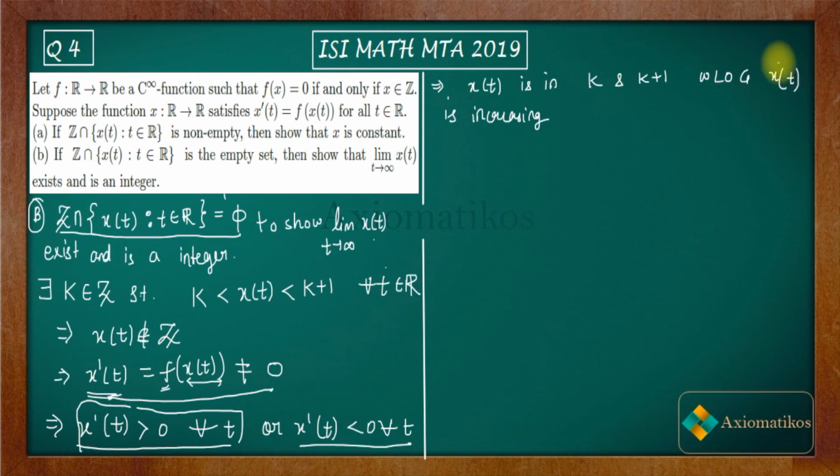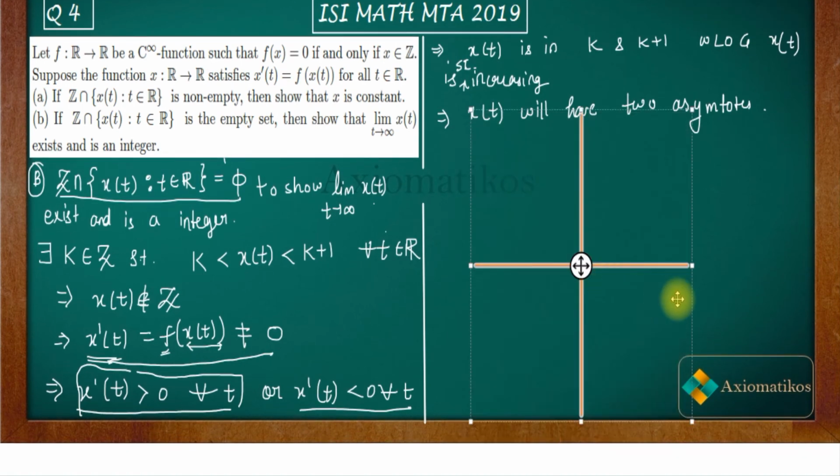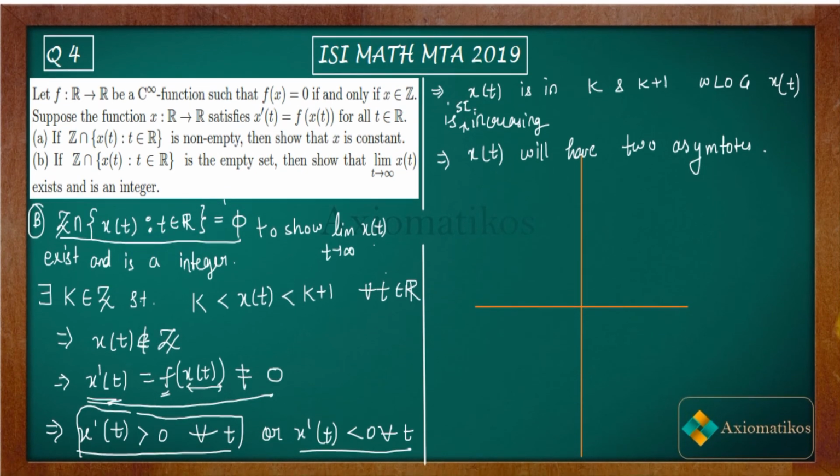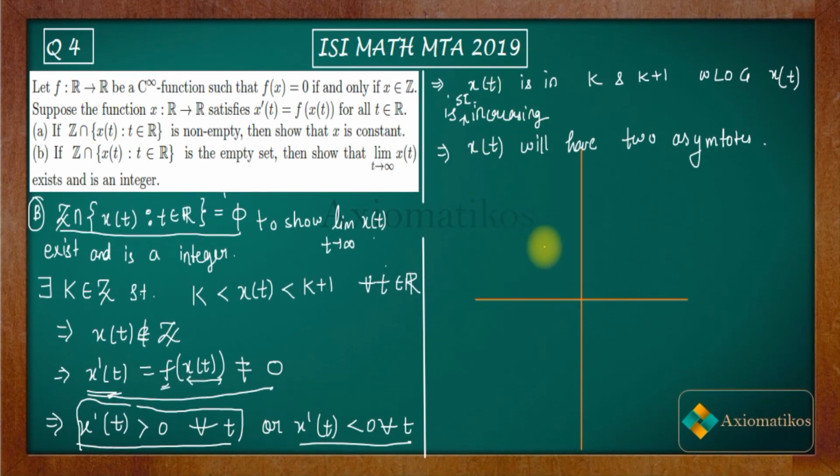Now you have a bounded function which is inside (k, k+1), and it's not only increasing, it is strictly increasing. Okay, I should mention that. It's a strictly increasing function. That means it will have asymptotes. So this means x(t) will have two asymptotes because it's a bounded function, and it is strictly increasing on R. We don't know what they will be, but it's going to have two asymptotes because you cannot draw a continuous function in such a way that you keep it strictly increasing forever. All right, so just wait.